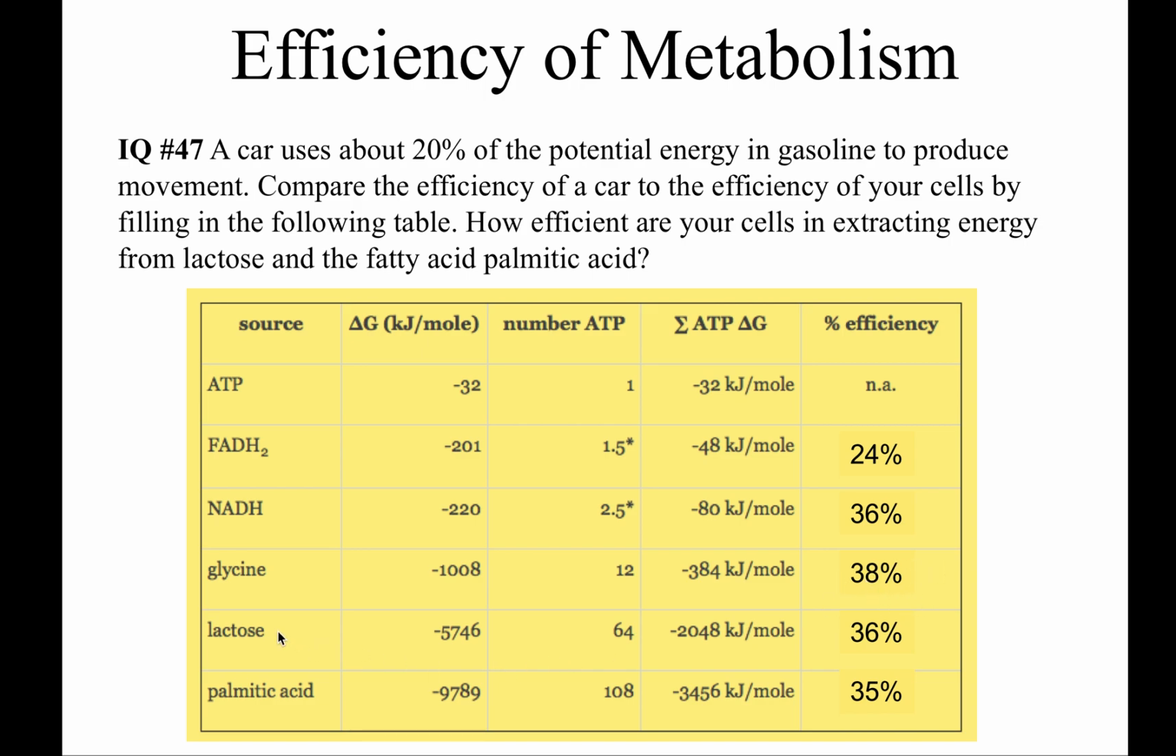Lactose is what we started with in this series when we're talking about carbohydrates. Lactose is broken down first into galactose and glucose, and then we follow glucose throughout the whole system. And you get about 36% of the energy. Palmitic acid, about 35% of the energy. So where does the other energy go? It goes into heat.